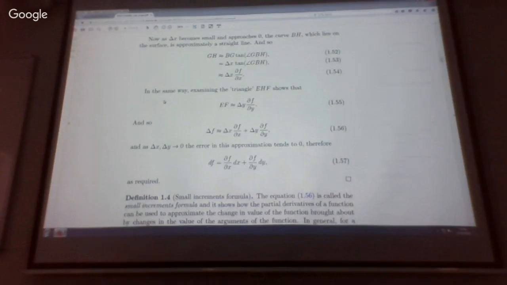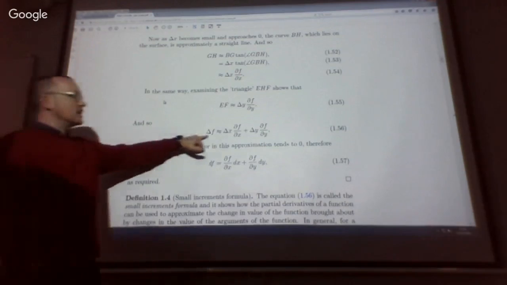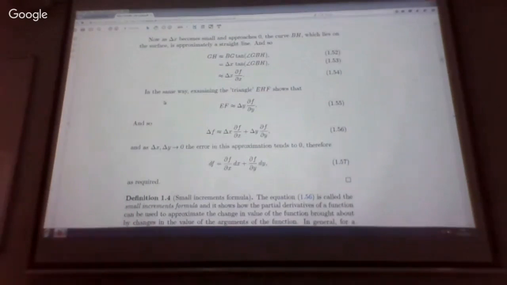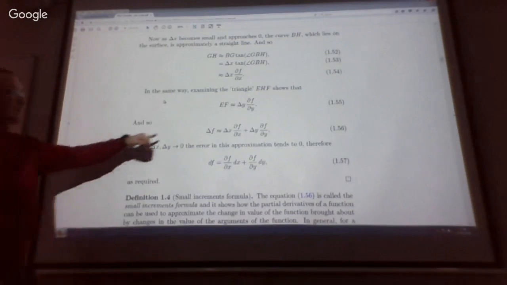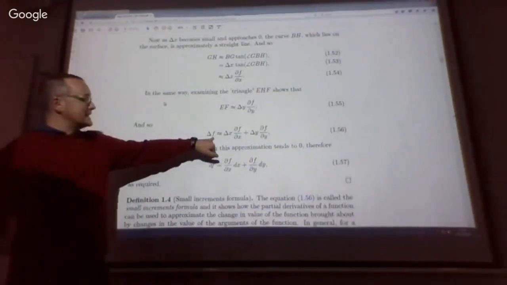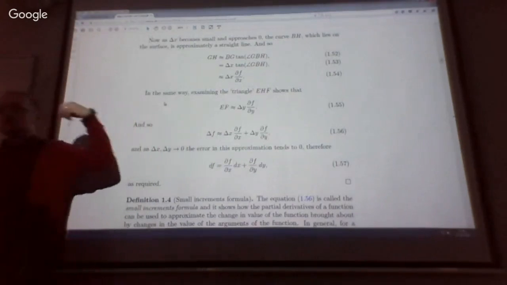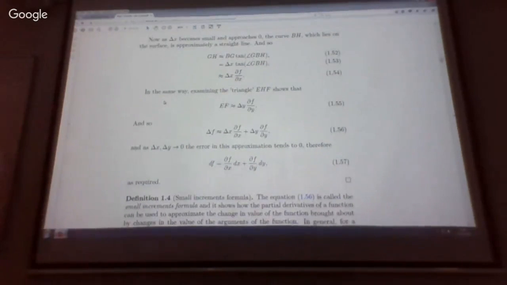Okay, so just a very quick 2-minute review on what we did last week. So last week we looked at this object here, which is equation 1.56. This is on page 9. This is what we call the small increments formula, presented in its two-dimensional or two-variable case.